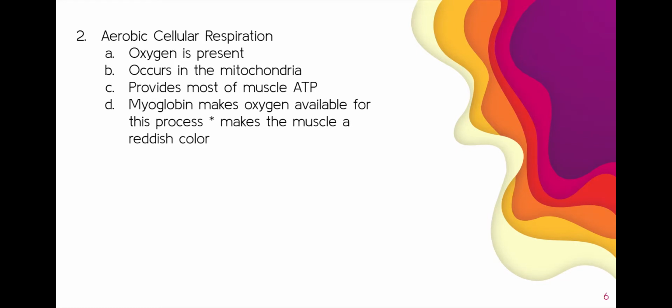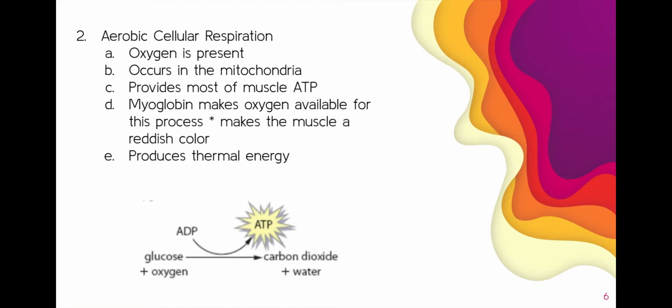Now, interesting enough, myoglobin, which we defined as being what holds the oxygen in the muscle, makes the oxygen available for the muscle all through the aerobic cellular respiration. Because as you remember, we need oxygen to bind at the very end of the process. Now, this is what makes it interesting, is that myoglobin binding to the oxygen makes the muscle a reddish color. When you create ATP, this also produces thermal energy, where we see heat being released during the process. So again, just another quick little diagram.